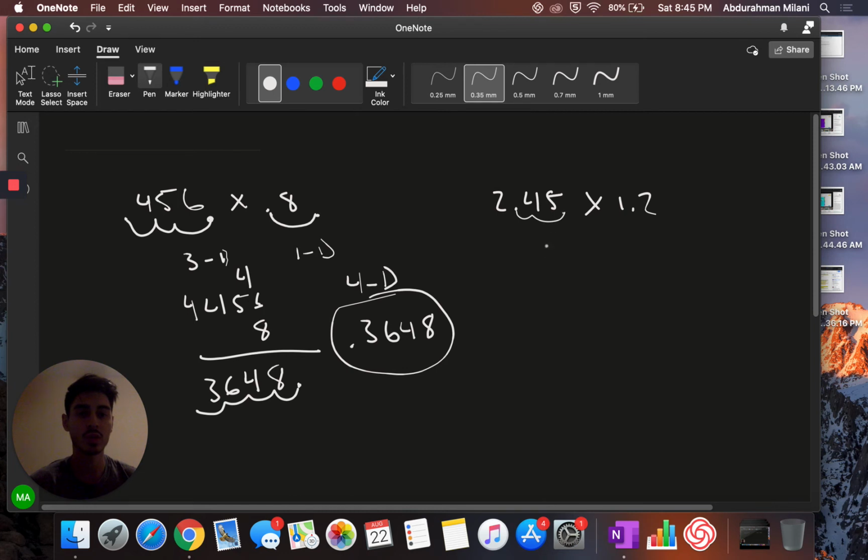So we're going to go 1, 2. That's 2D. And then 1 out. That's 1D. There we go. So we can rewrite this as 245 times 12. And let's remind ourselves that there is that decimal right there.